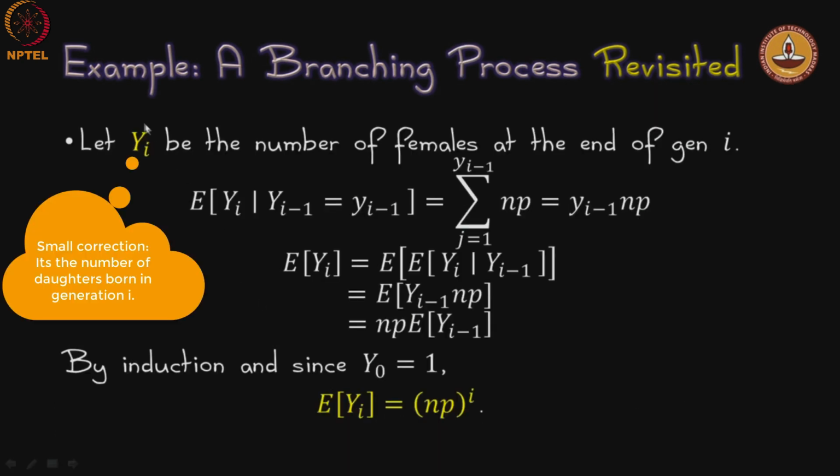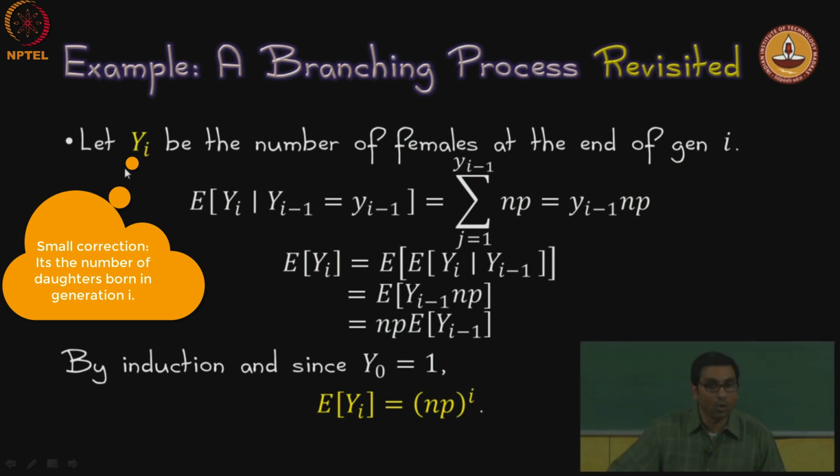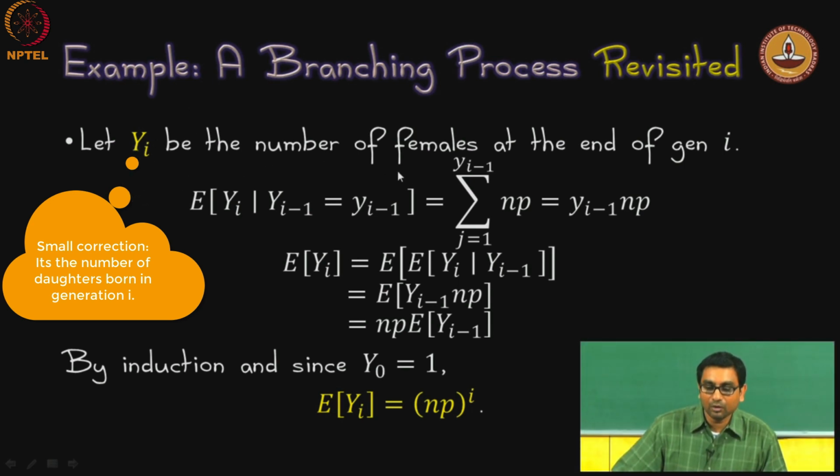So, let us use the random variable yi to denote the number of females at the end of generation I. Now we can ask something we already know how to do, which should not be too surprising here. What is the expectation of yi, the number of females at the end of some generation, given that in the previous generation you had some certain specific number?